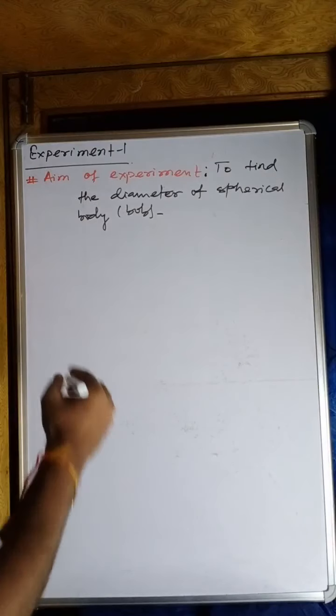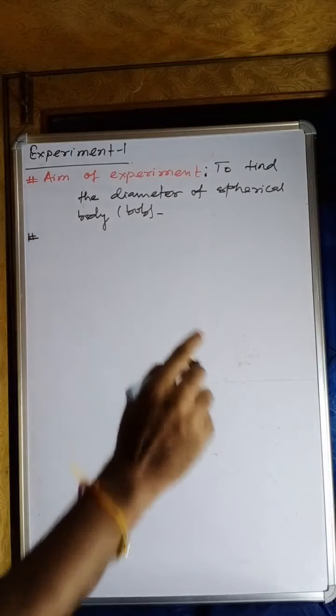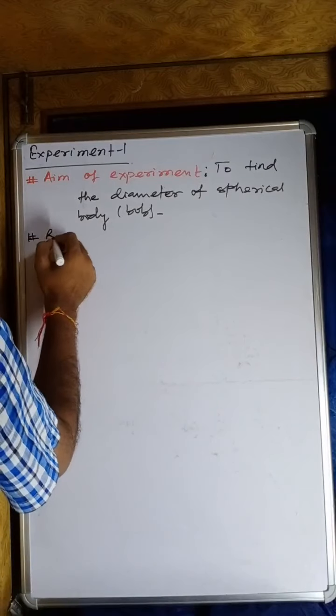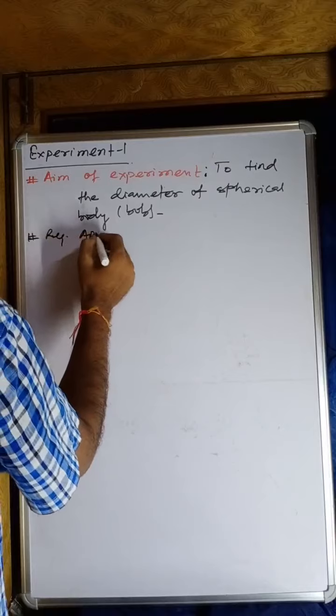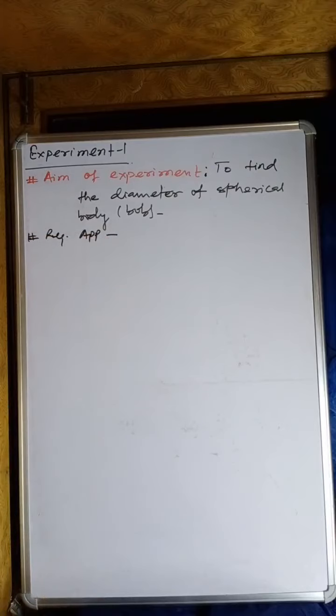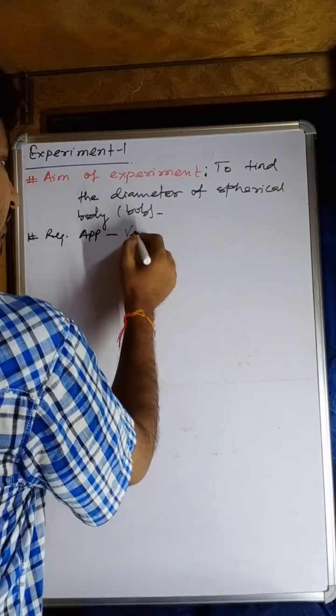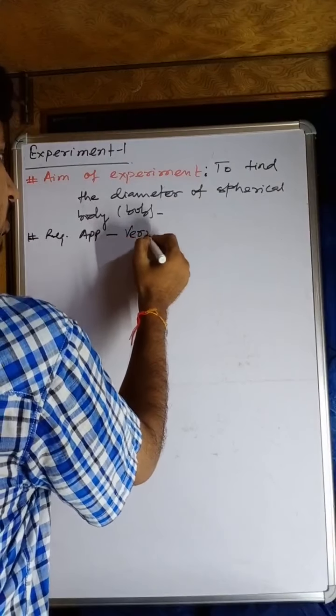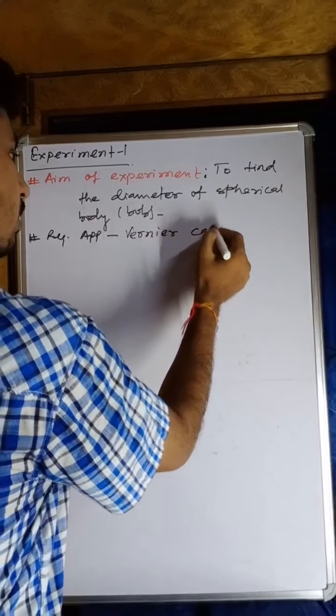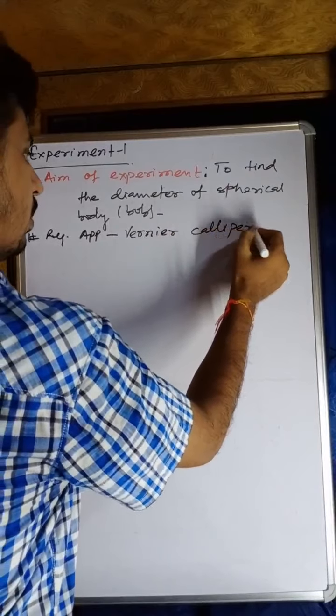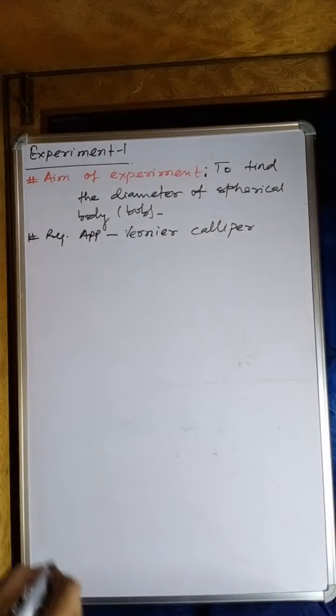The second step. It is the required apparatus. In short, I am writing, my dear student. So we need two things. One, it is vernier caliper. This is also known as the slide caliper.